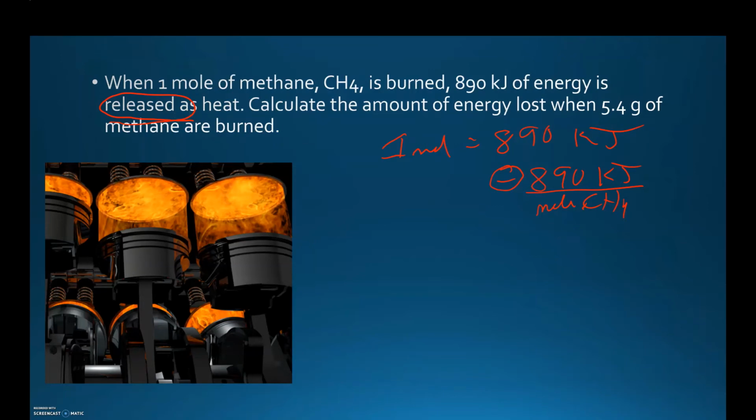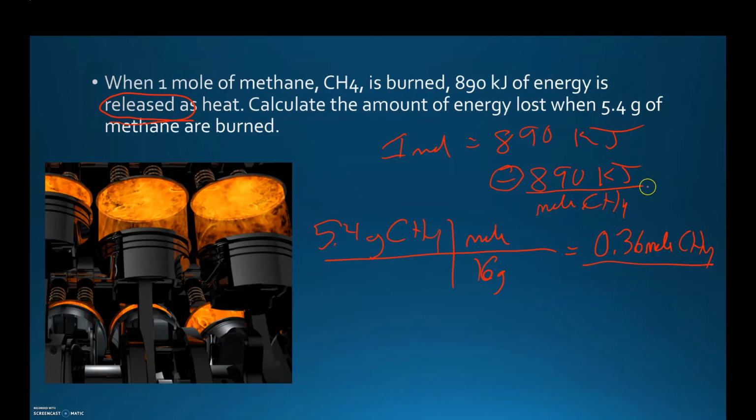Now, it says calculate the amount of energy lost when 5.4 grams of methane are burned. So what we need to do now is make sure we get our grams of methane converted into moles of methane. The molar mass of methane is 16 grams per mole. So we take the 5.4 and divide it by 16, and we get 0.36 moles of methane.